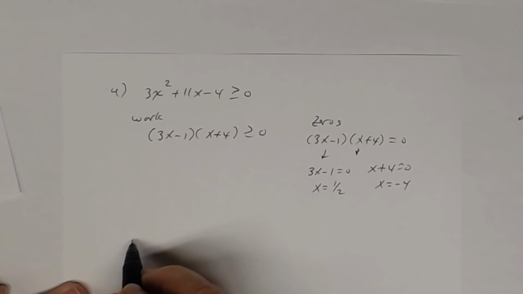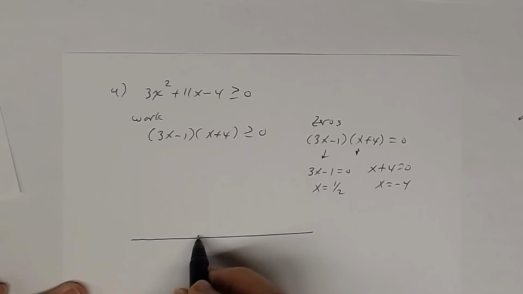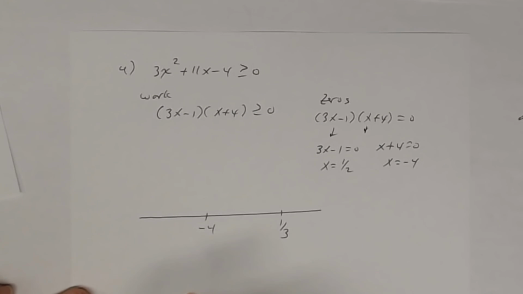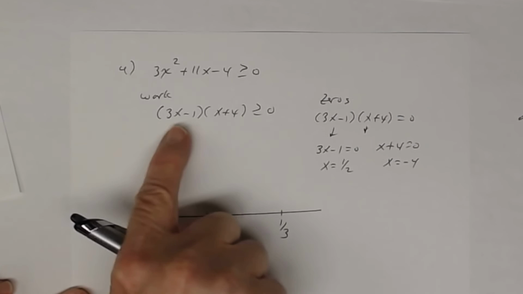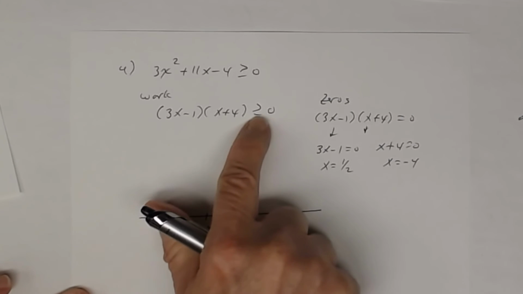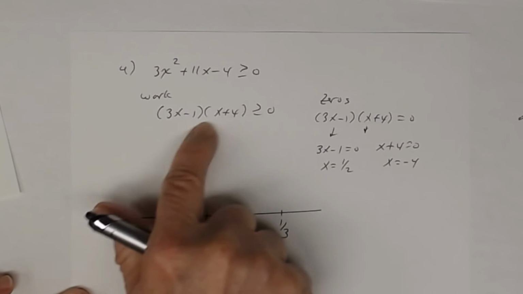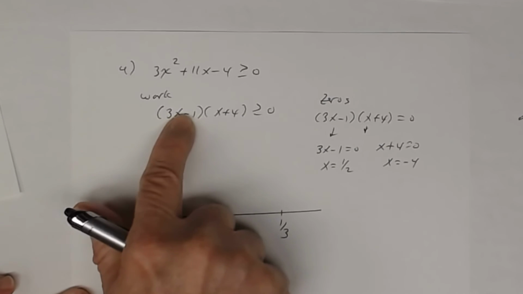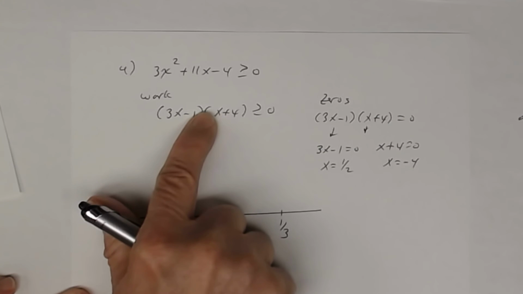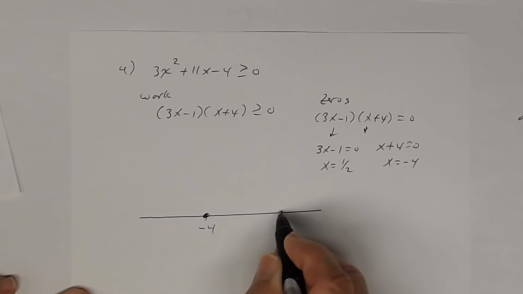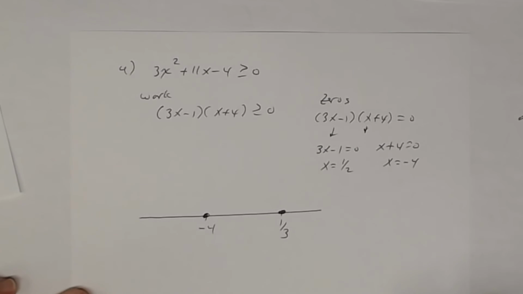So we're going to put that on the number line in order, negative 4, and then 1/3. And first of all, let's ask ourselves, are those zeros going to be solutions? The answer is yes, because of that equal sign. If I substitute both of those into the left side here, this side is going to be 0, and 0 is equal to 0. So I'm going to put a closed circle on both. Both of those are solutions. I'm going to use brackets for them.